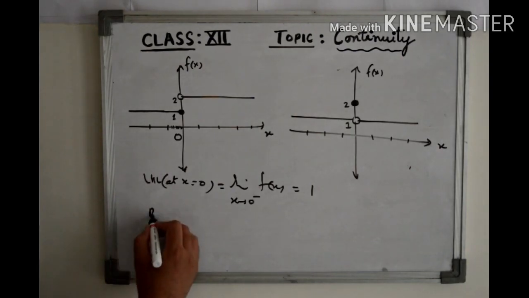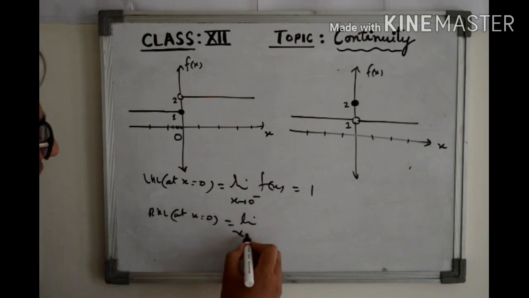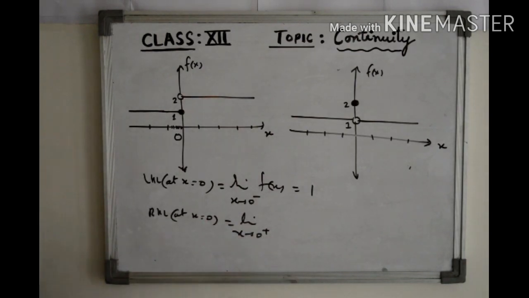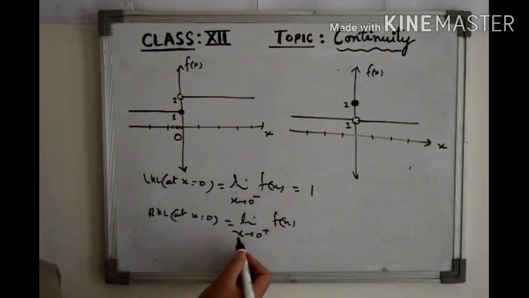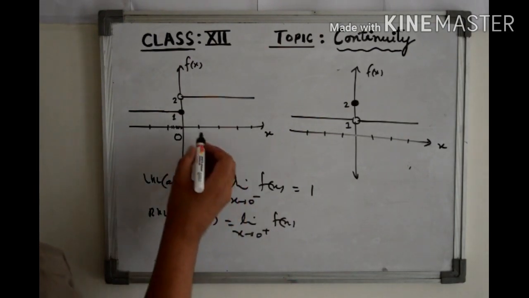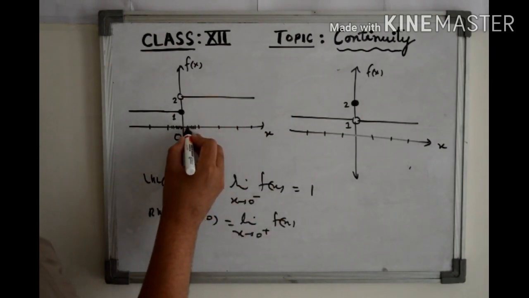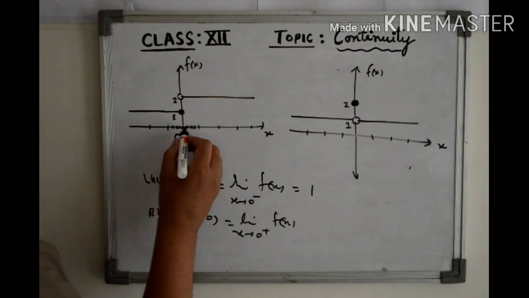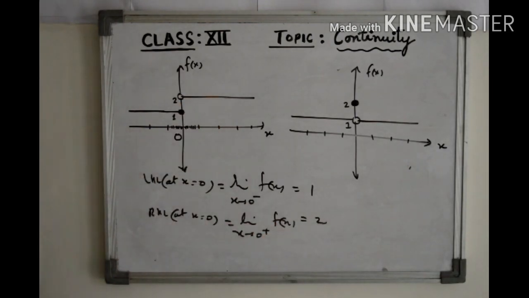And if we see what is the right hand limit at x equal to 0, it will be the limit as x approaches 0 from the positive side of f(x), meaning the value of f(x) when we approach x from the right hand side, from the positive side of x. It means from here we are approaching x equal to 0. So you can see the value is approaching the number 2.